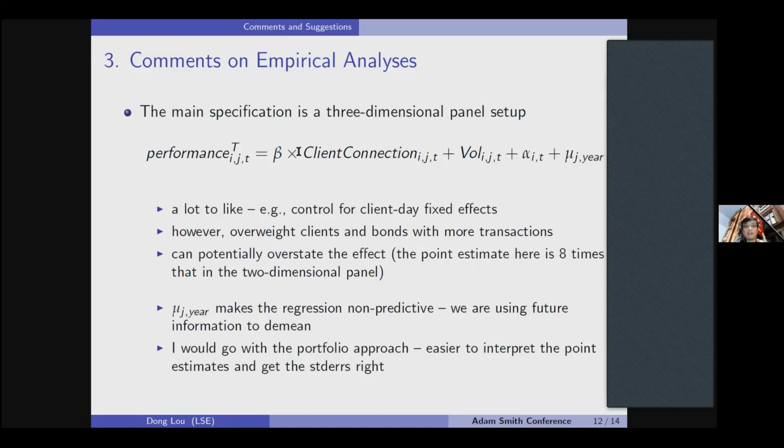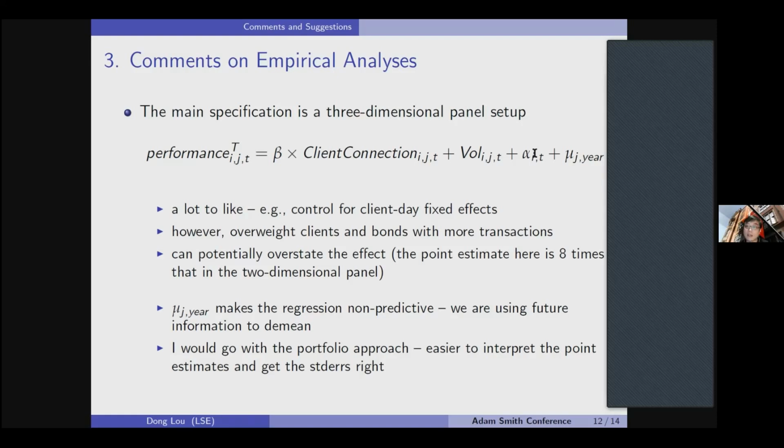Let me say one thing on the specification, then I'll stop. The main specification is a 3-dimensional panel setup. There's a lot to like about it. You can even control for client-date fixed effects, and then you're literally comparing within a client-date. For some of the transactions you have more client-dealer connections, and for others you have fewer. And you see how the number of dealer connections differentially affects transaction performance. I think that's great.